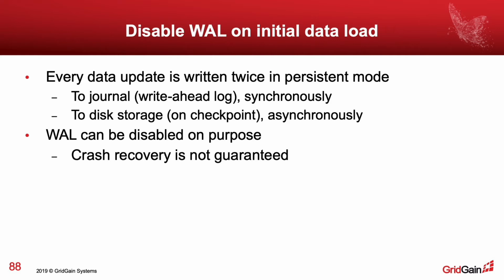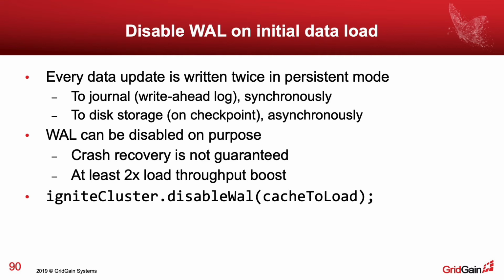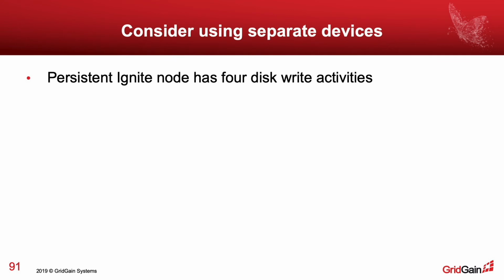And in such a case, you will not write your data twice, you will do it only once, and crash recovery will not be guaranteed for such a period, but on the other hand, you will gain at least a 2 times throughput boost. So keep it in mind. It will accelerate the preparation of your production environment. To do this, just call the method disable WAL on the Ignite cluster interface. You can specify the cache where you want to disable it. After that, durability guarantees will be lost, but on the other hand, you will gain better throughput.